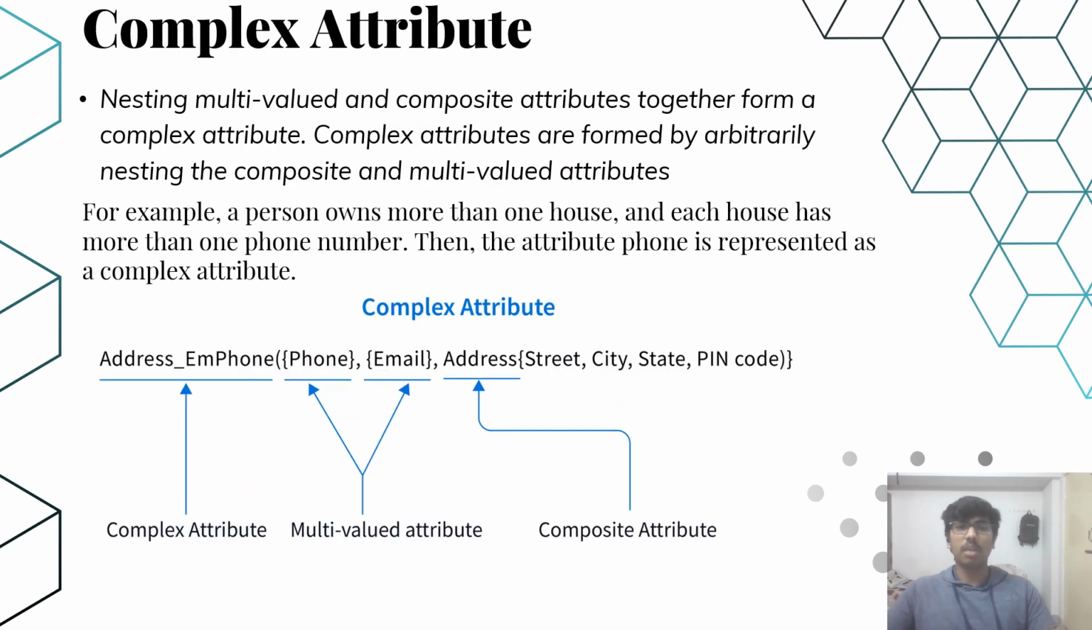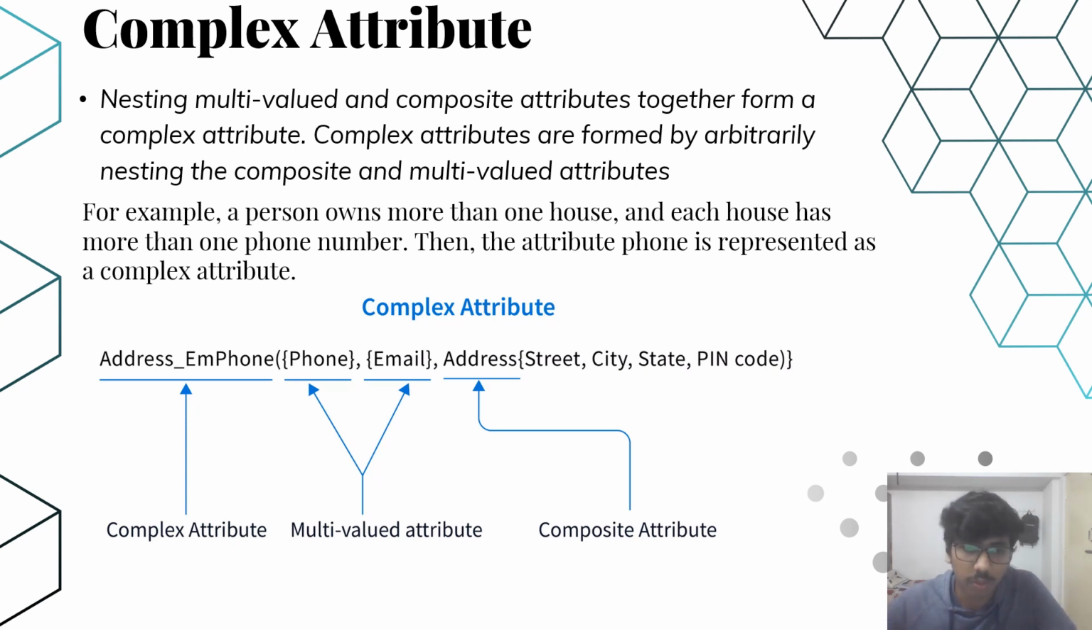Complex attribute. Nesting multi-valued and composite attributes together forms a complex attribute. Complex attributes are formed by arbitrarily nesting composite and multi-valued attributes. For example, a person owns more than one house and each house has more than one phone number. Then the attribute is represented as a complex attribute.